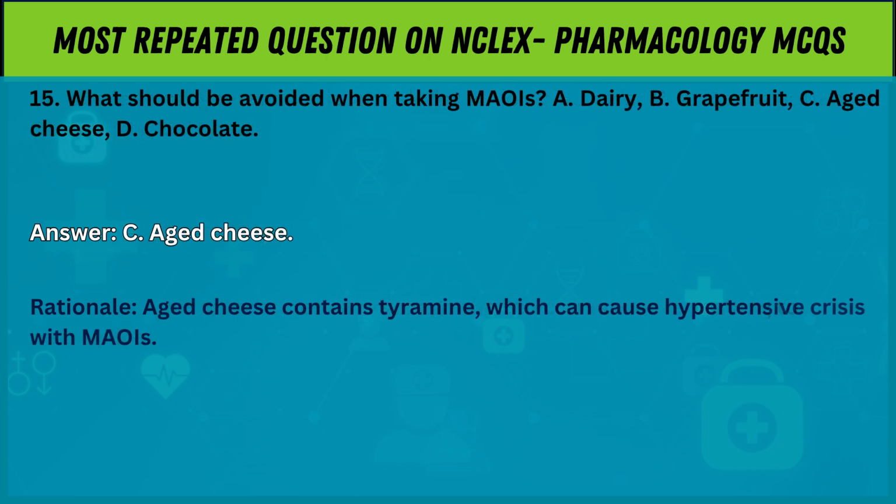15. What should be avoided when taking MAOIs? A. Dairy, B. Grapefruit, C. Aged cheese, D. Chocolate. Answer: C. Aged cheese. Rationale: aged cheese contains tyramine, which can cause hypertensive crisis with MAOIs.